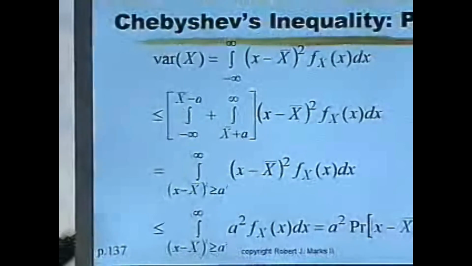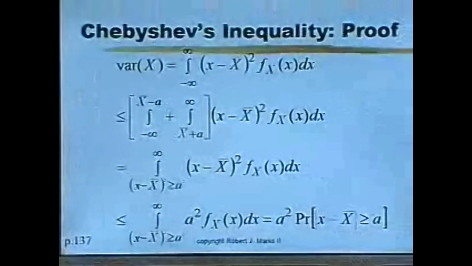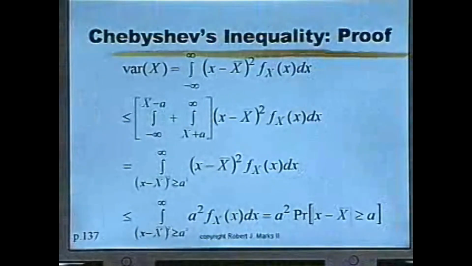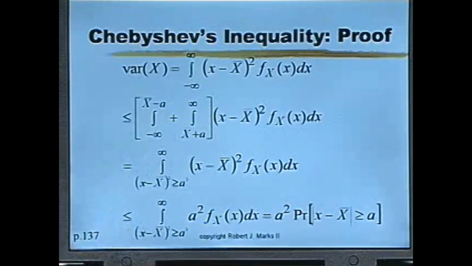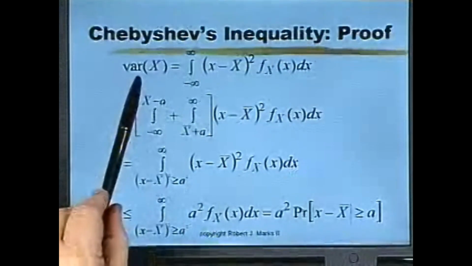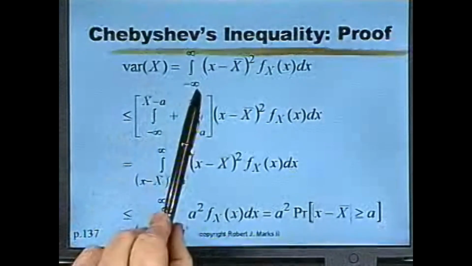Here's the derivation of it. It's a little bit tricky, but let me walk you through it very quickly without spending a lot of time on the details. This is the variance of x. This is the definition of the variance of x.